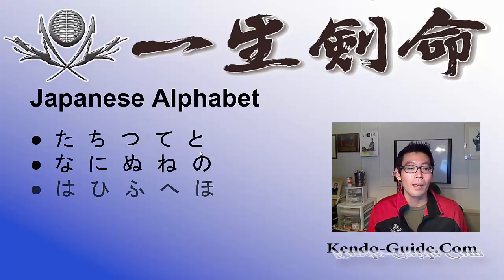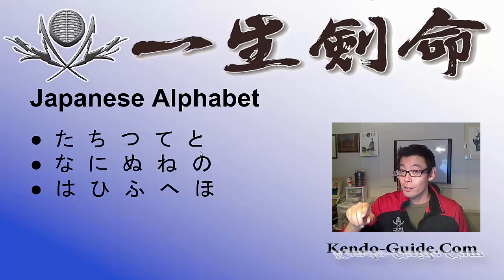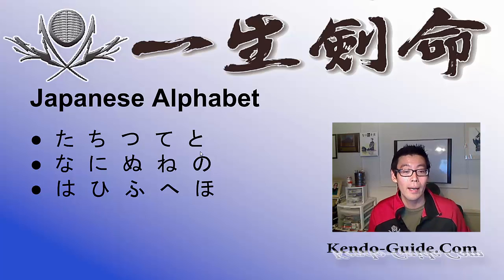And the last one, ha, H-A, hi, H-I, hu. It's not F-U. Japanese doesn't have an F sound, so it's hu. Ha, hi, hu, he, ho.